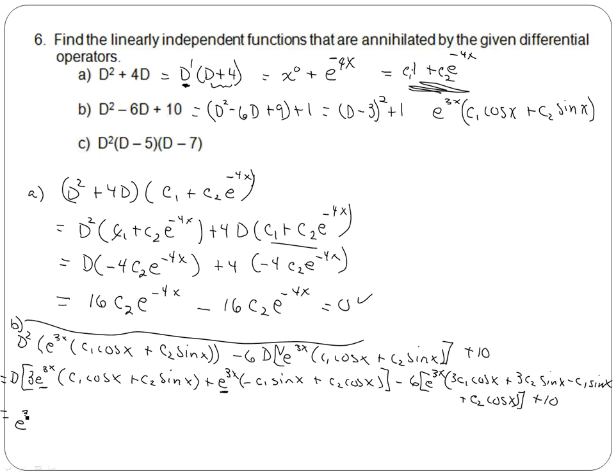I'm going to keep the e to the 3x outside, and then inside I'm going to multiply everything here by 3. That'll be e to the 3x times 3. That's going to give me a 9 c1 cosine x plus 9 c2 sine x minus 3 c1 sine x plus 3 c2 cosine x. Okay, that's the derivative of e to the 3x times everything in parentheses.